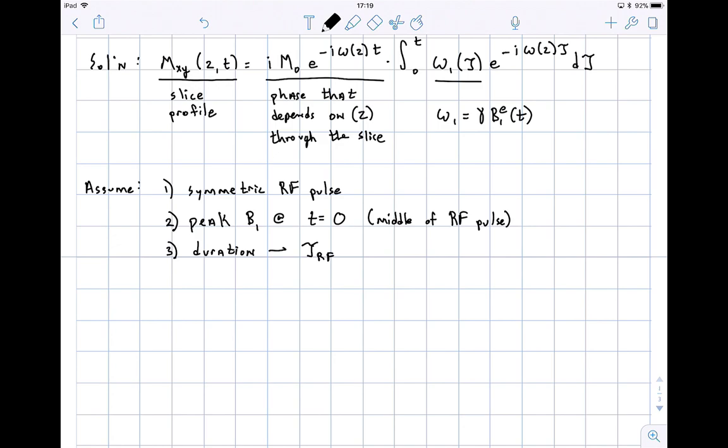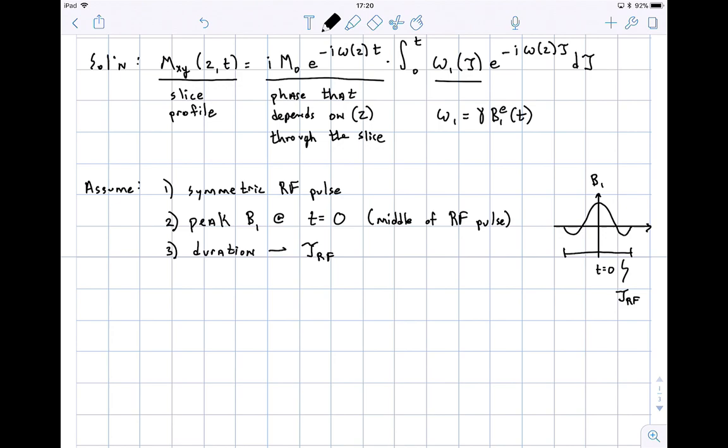And so, just as an example of what an RF pulse could look like, this is time equal to zero in the middle of our RF pulse. This is telling us about the B1 amplitude, and then the total duration of the RF pulse itself is going to be tau. The shape's not specific here, this is just showing a shape for the RF pulse.